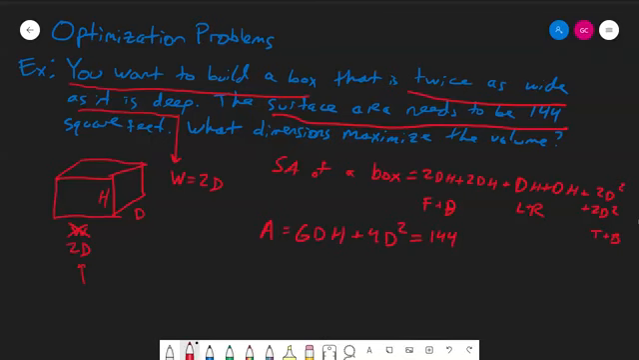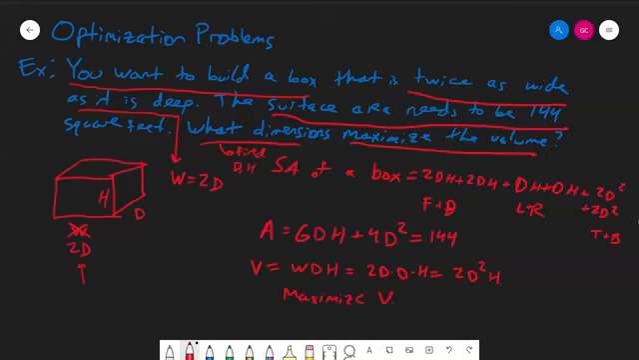And now the question is, what dimensions? So that's asking basically to find, in this case, d and h, that maximize the volume. Well, the volume of a box is the product of its width and depth and height, or x times y times z, or whatever you labeled those as. And since the width was 2d, I just get 2d times d times h. So in our case, 2d squared h. Okay, so we want to maximize v.